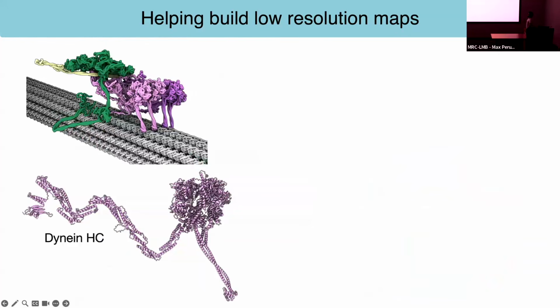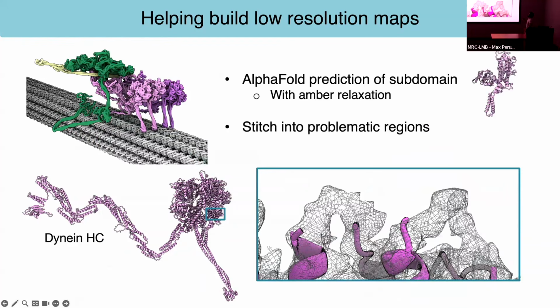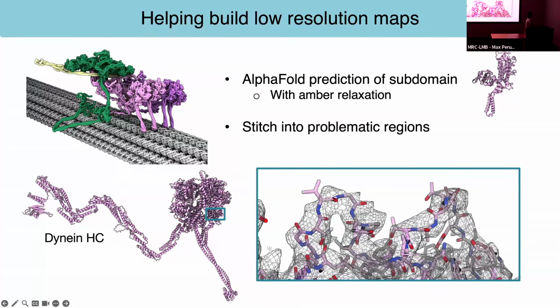Even for higher resolution bits, for example, here's a structure of this motor domain where we have these loops. The loops are typically lower resolution, and it's hard to build into these loops sometimes. So it's very useful to run a prediction of this subdomain. You use Amber relaxation so that your side chains have better geometry. And then you can stitch this into the problematic region. And at least now you have a first approximation of what this loop should look like. And then you can use your expertise and tools to fit it better.